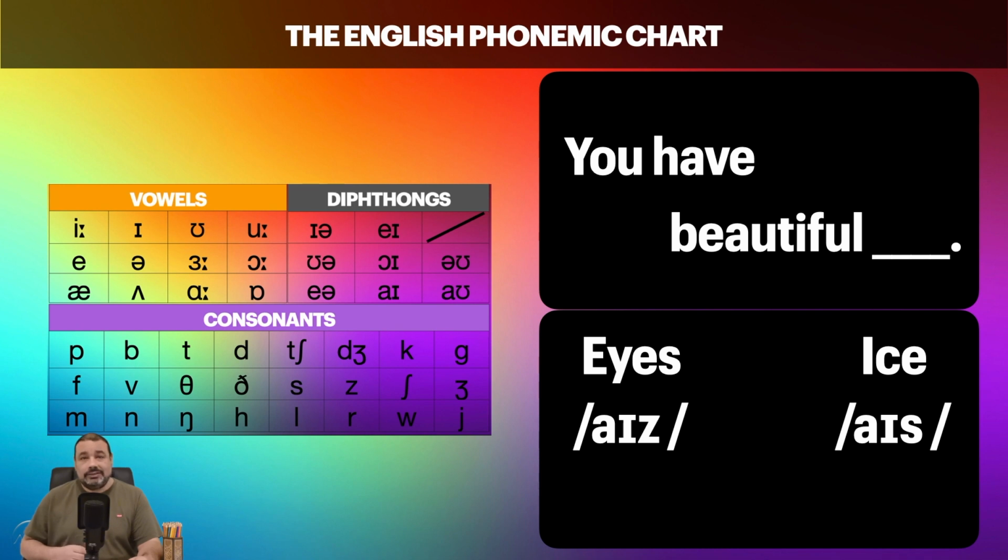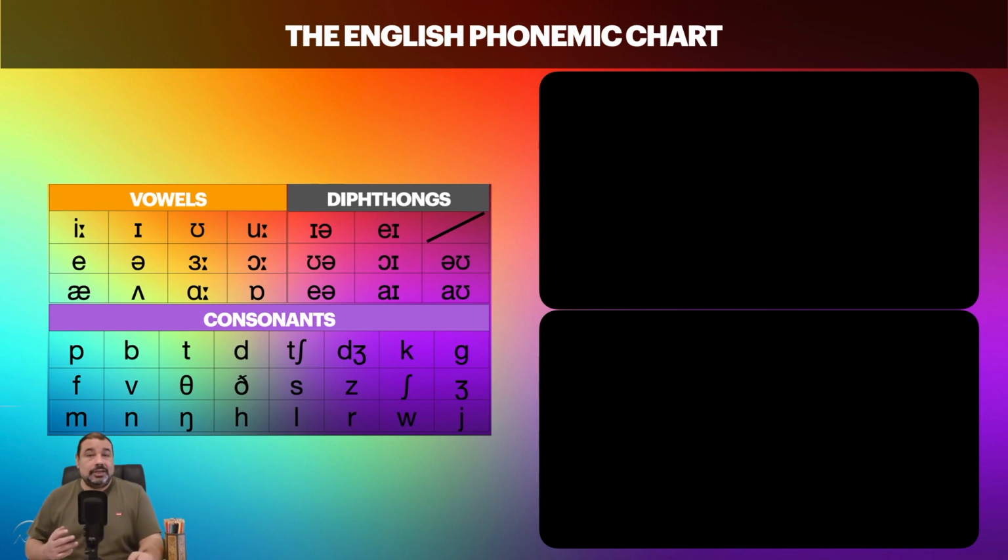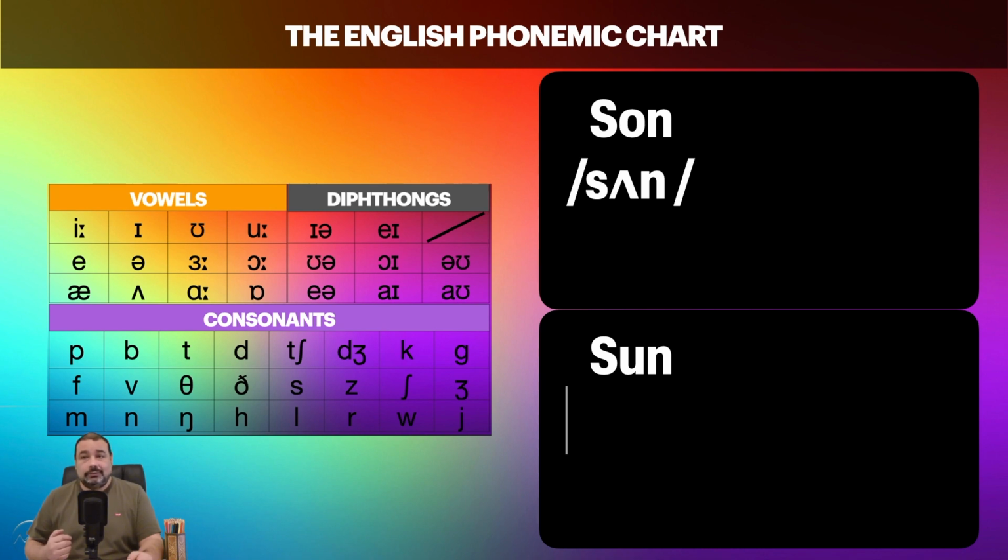You have beautiful eyes. And the last case is when you're not sure if the words sound the same or not. In this case, the word sun and the word sun sound the same. So they are homophones. Sun.